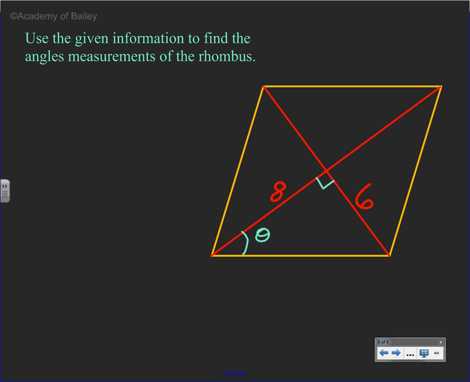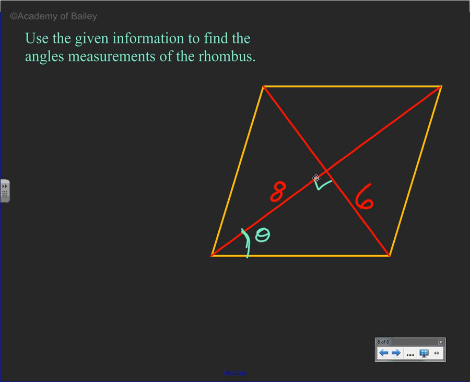We cannot find this whole angle here, because to find this whole angle we'd have to have a right triangle, and this is not a right triangle. So we can't calculate that at the present moment. But we can calculate theta.